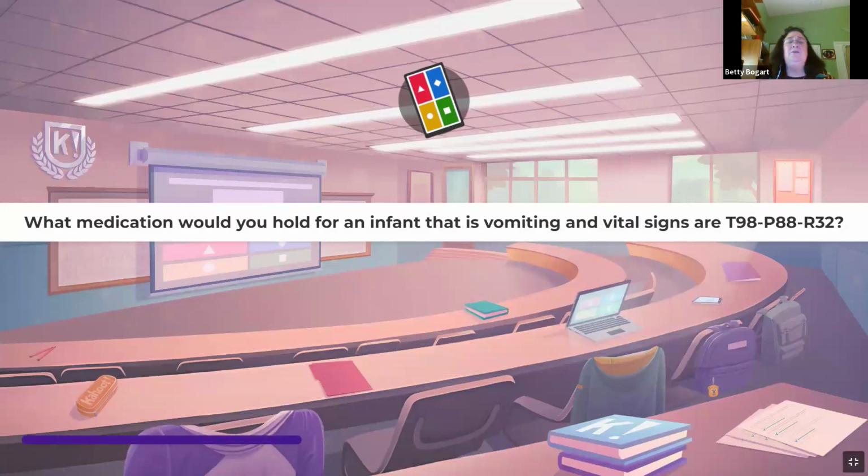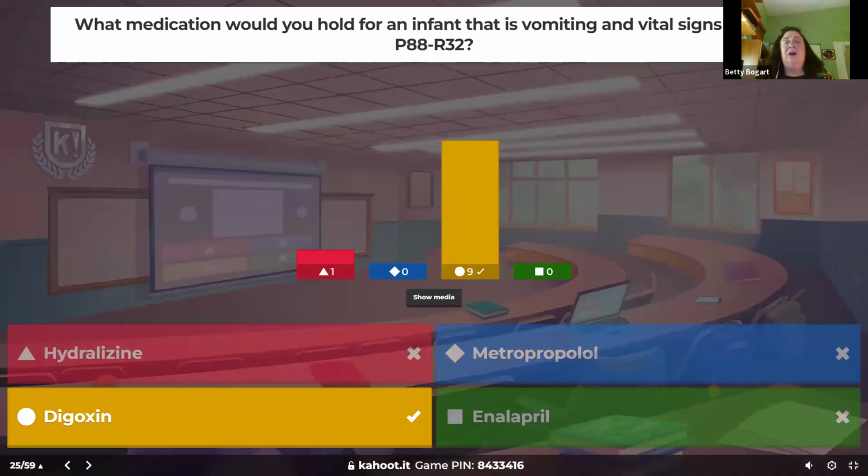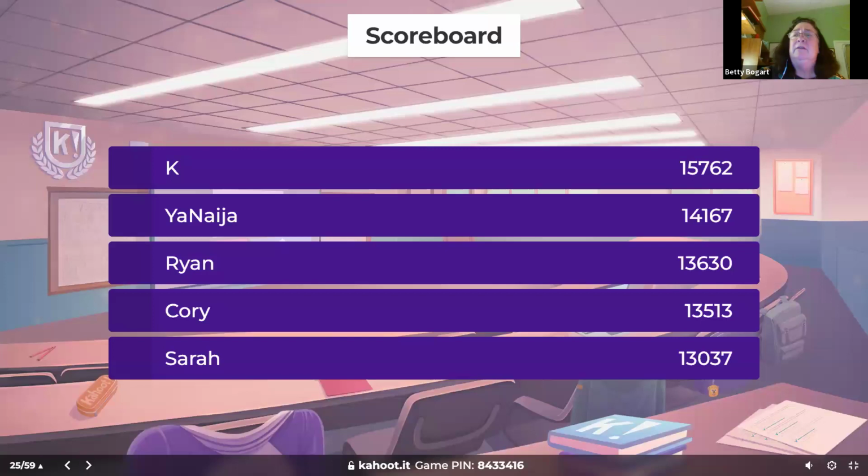What medication would you hold for an infant that is vomiting and vital signs are 98, 88, 32? Which one here? Vomiting is a bad thing. And that's the digoxin. And I always taught my parents, your kid is vomiting, call the doctor. Better be safe than sorry.